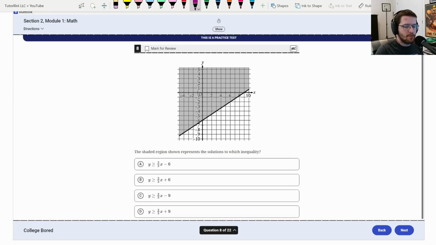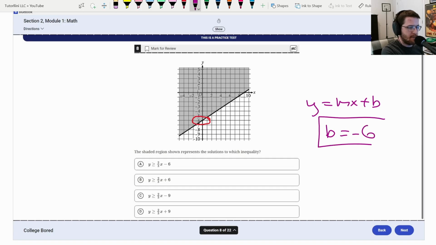Great. Okay, question 8. You'll notice for all these answer choices, they all have the same inequality symbol. So you don't really need to worry about the boundary line or the shading. I'm just going to look at the slopes, and the slopes are all the same too. They're all 2/3. So let's look at the y-intercept. The y-intercept here is minus 6. So in y equals mx plus b, b should be -6 because that's the y-coordinate of the y-intercept. And you see the only one with that as an option is answer choice A.